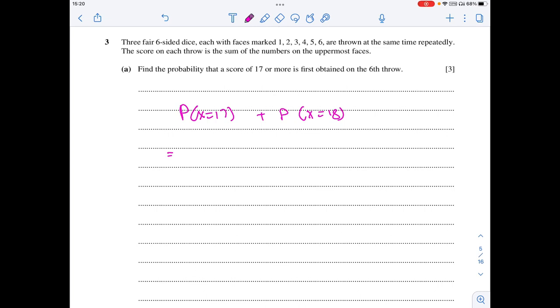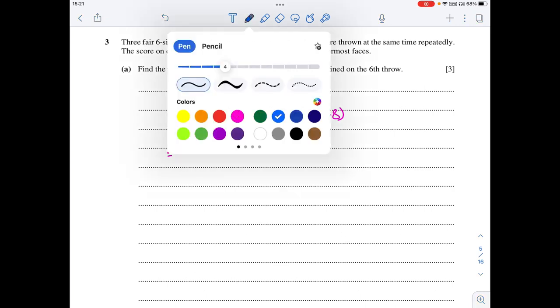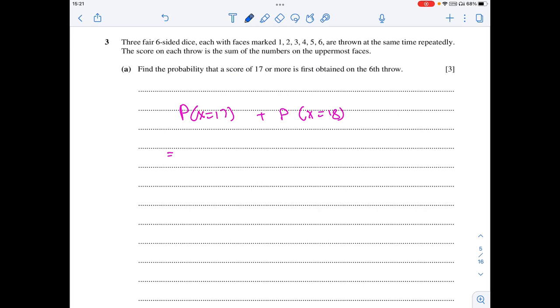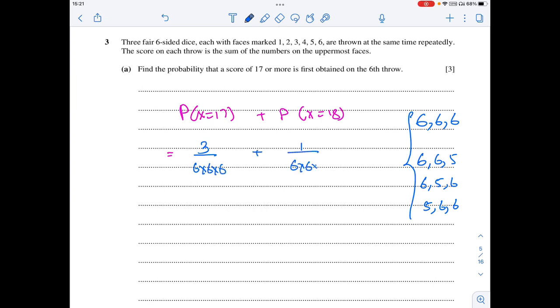How can I get 17? 18 is nothing but 666. So I have to decrease it by 1. So it becomes 665 or 656 or 566. So totally how many ways are there? There are 4 ways. So this is 3 upon 6 times 6 times 6, and this is only 1 upon 6 times 6 times 6, which is 4 upon 216, which is 1 upon 54.